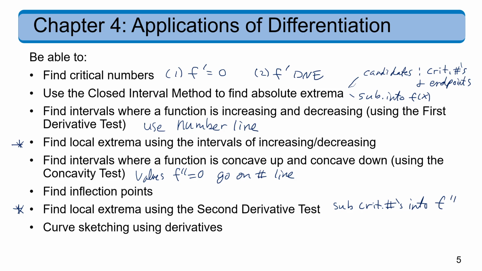Okay, so sometimes one test is easier to use than the other. If you've already made a number line to determine the intervals of increasing and decreasing, you might as well use the first method because you can read it directly from that. But if you haven't gone to all the effort of creating the number line, it might be easier to use the second derivative test.